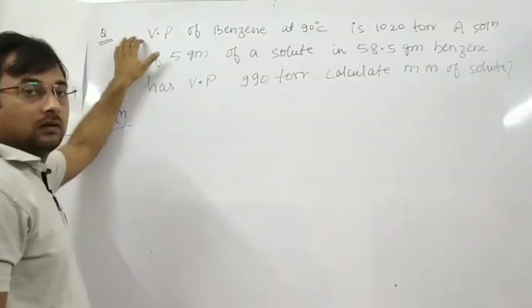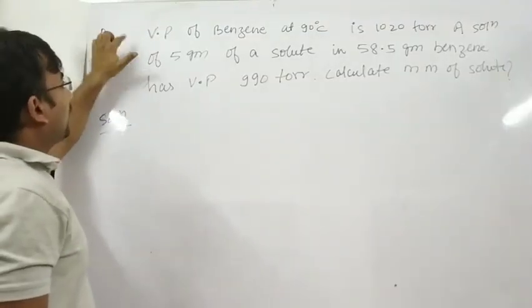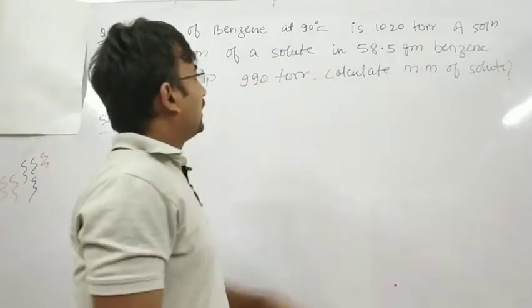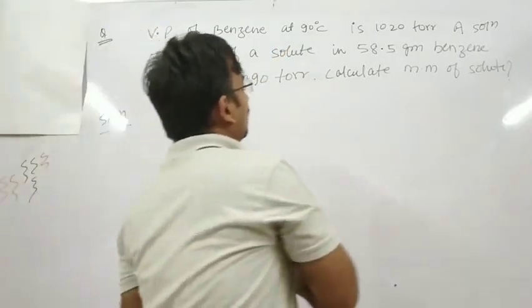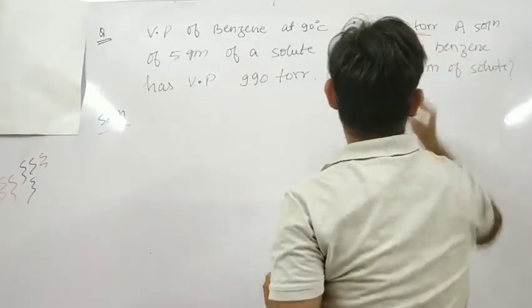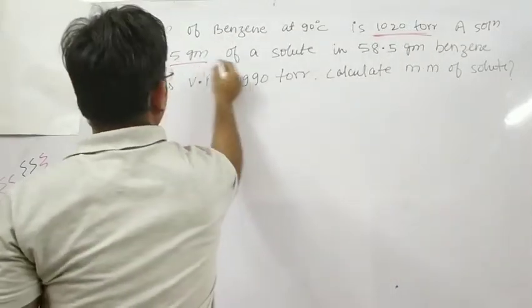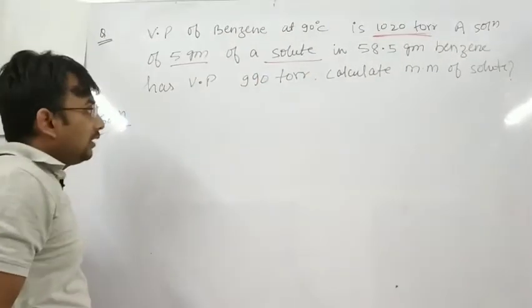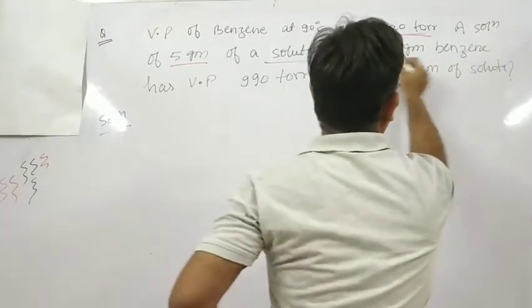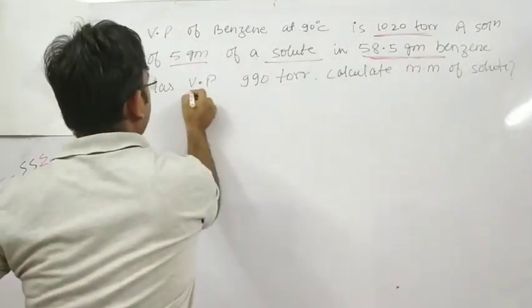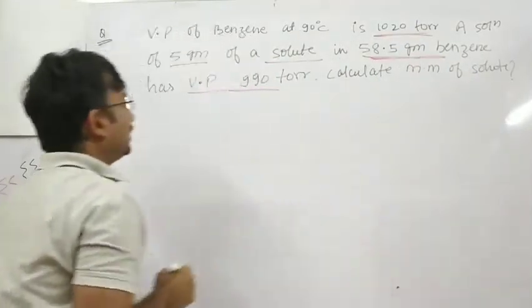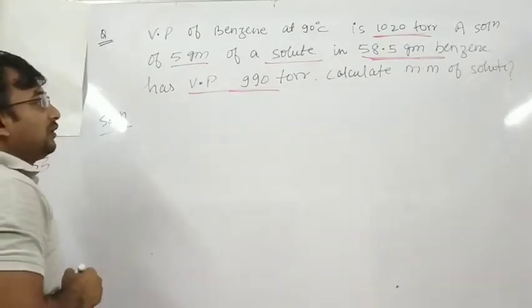Fine. Now we have the vapor pressure of benzene at 90 degrees Celsius given as 1020 torr. A solution of 5 gram of solute in 58.5 gram of benzene has vapor pressure 990 torr. Calculate the molecular mass of solute.